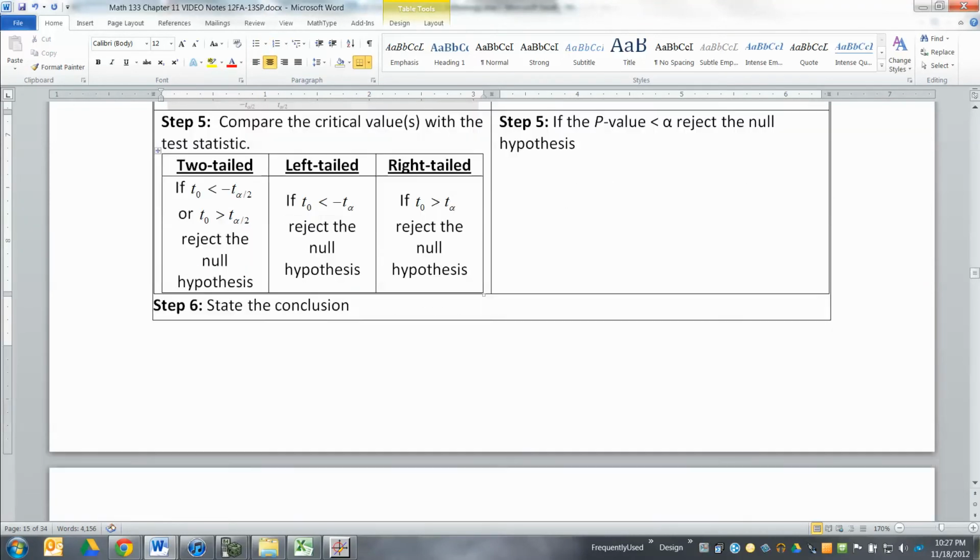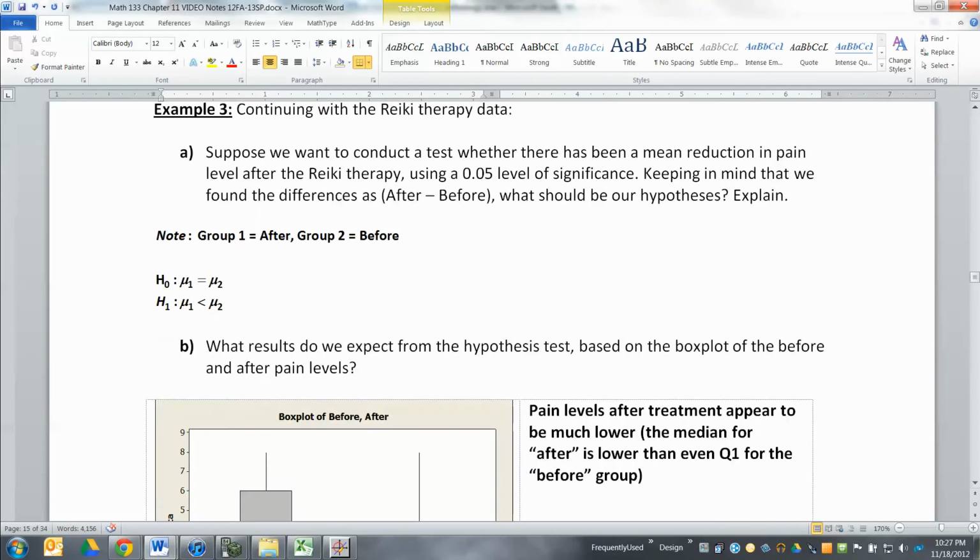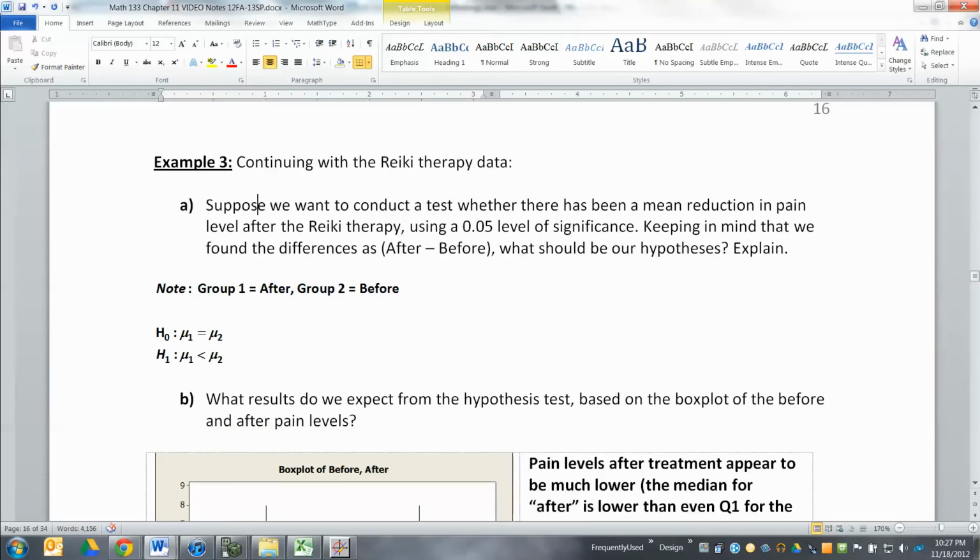All right. And this one's really similar to what we did before. So suppose we are going to conduct that test, keeping in mind that we found the differences as after minus before, and that means that group 1 is going to be after, group 2 is before. It didn't have to be that way, that's just how this problem was set up. Okay? So we want to know, was there a reduction in pain? So is after smaller than before, right?